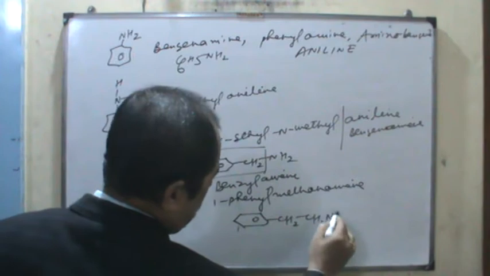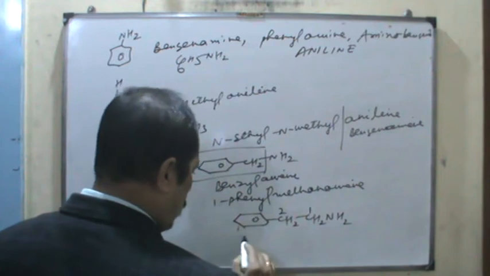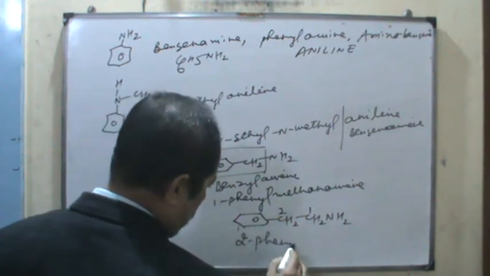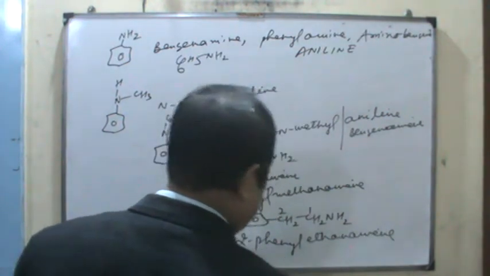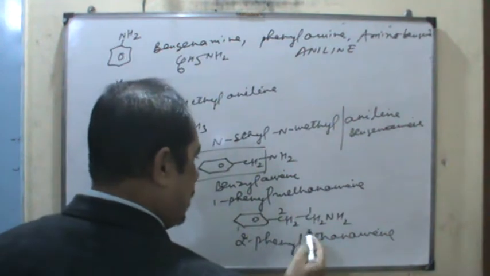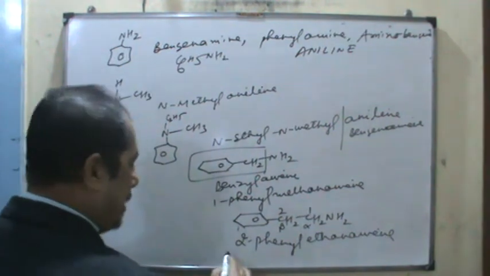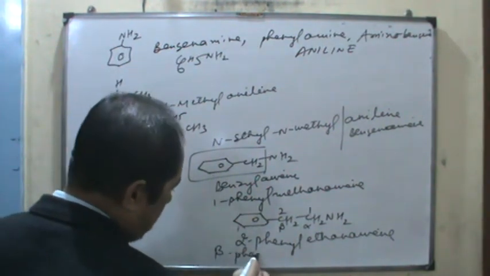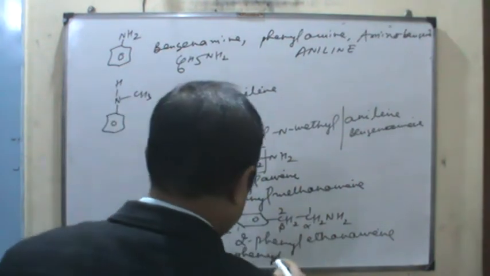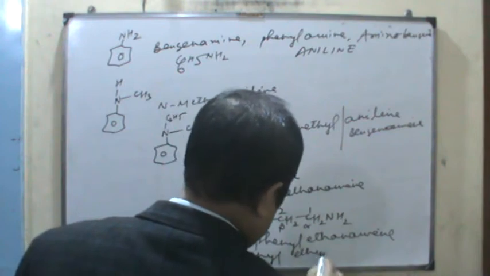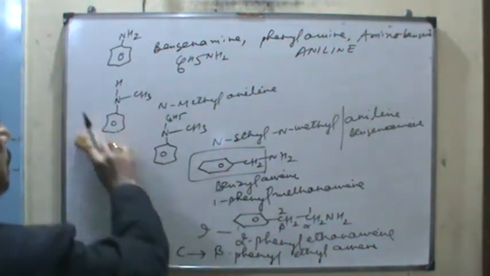If you write here CH2CH2NH2, it is carbons 1 and 2. 2-phenylethanamine is the IUPAC name; otherwise the common name uses alpha and beta: beta-phenylethylamine. Beta is the common name, but numbering is the IUPAC name. Some other names are widely used in this chapter.